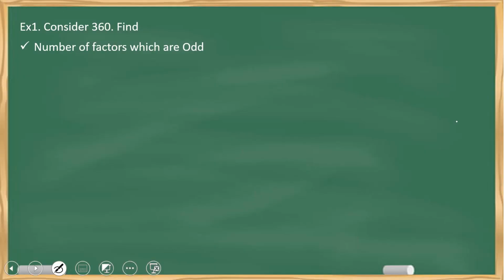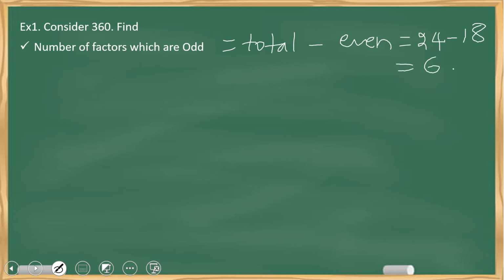Next, how to find the odd factors here? Odd factors means you can do total minus even factors. How many factors did we get? 24 minus even factors, which are 18. That is equal to how many now? 6. Correct. Now how to do it manually?